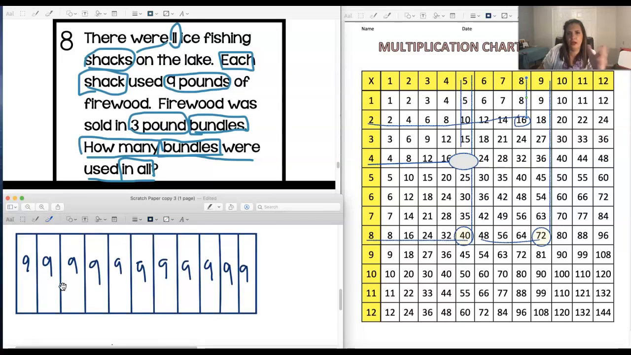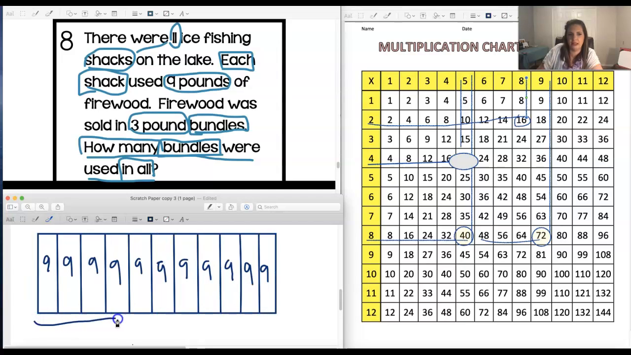And I need to know how much firewood altogether I have before I can figure out how many bundles I need to buy. So I could add that up, but that's going to take way too long. A more efficient way would be to say 9 times 11. Now, even if you don't know your basic facts, 11s are really cool and really easy because 1 through 9 is just doubling the digit. So if it's 9 times 11, it's just going to be 99. You're doubling the digit. So I have 99 pounds total that they used.